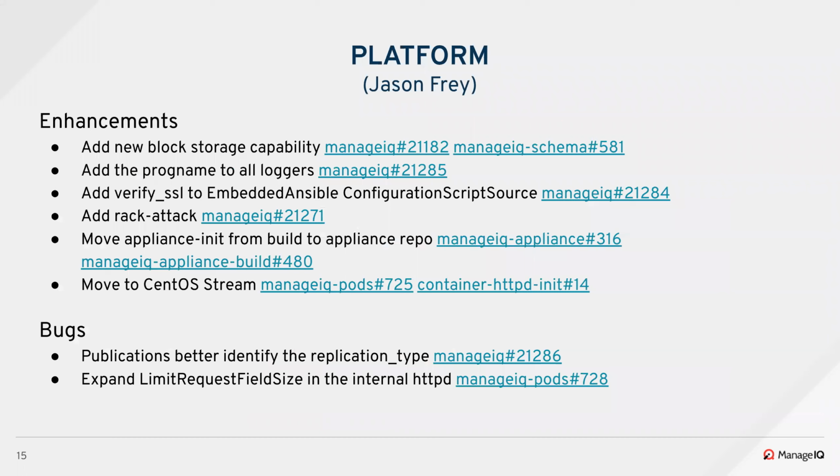Okay. On the platform side for enhancements, as Kavya mentioned, we have a new block storage capability and some of the collapsing work that was needed in core. Adam also made a schema change to collapse some of the product features. I added what's called a prog name to all loggers. This is a feature of the Ruby logger that allows you to say something detailed about the logger. Where this is useful is when you go to container logging, you can actually filter the log messages by which log you care about.